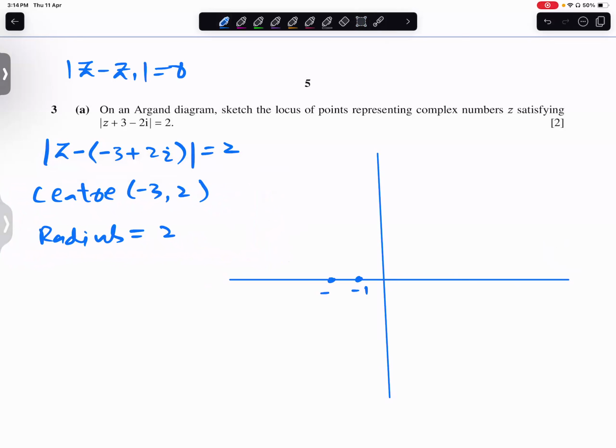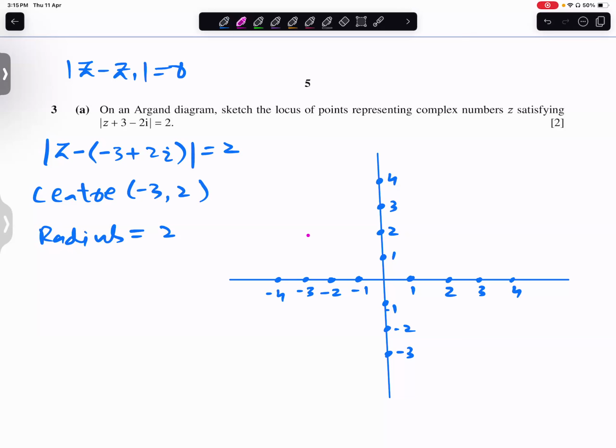Minus 1, minus 2, minus 3, minus 4, 1, 2, 3, 4, and then 1, 2, 3, 4, 1, minus 2, minus 3. Okay. Now, where is your center? Center will be minus 3, 2. So here I have my center, minus 3 comma 2.